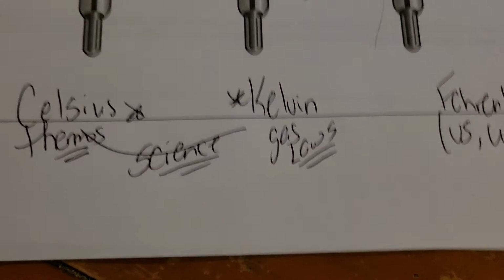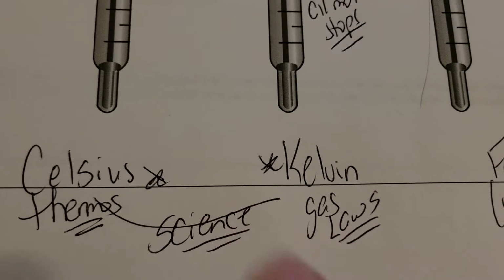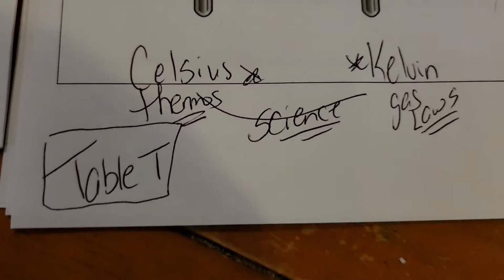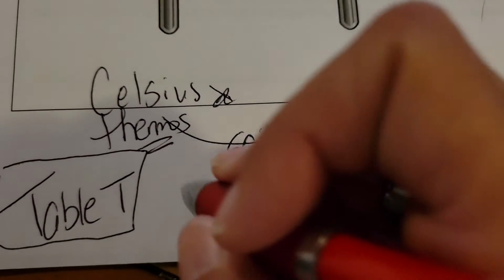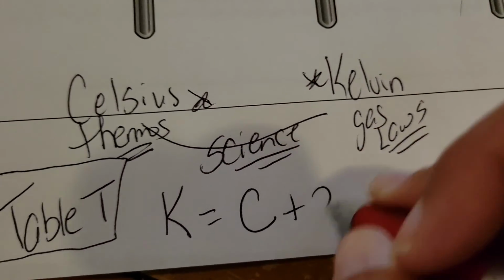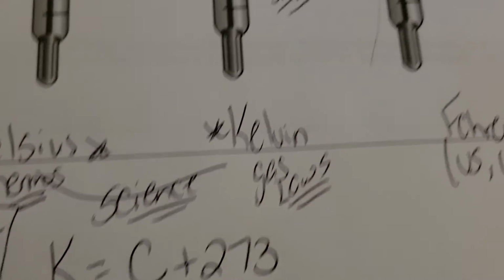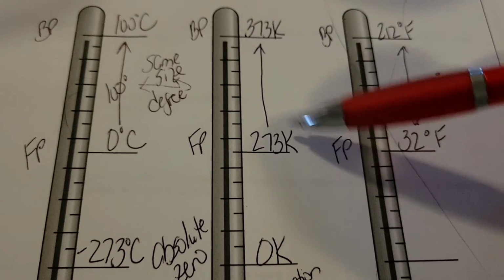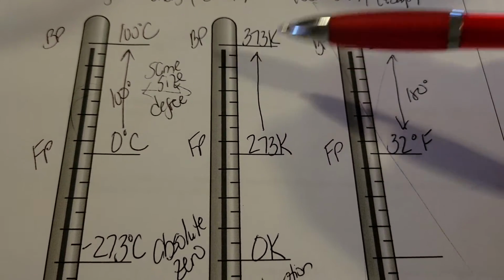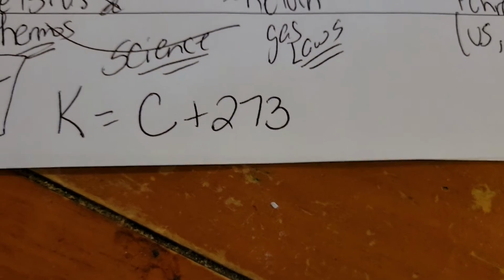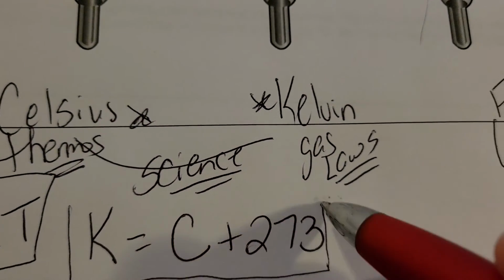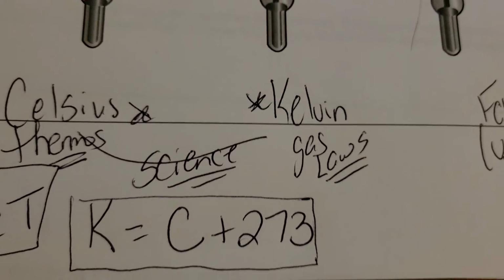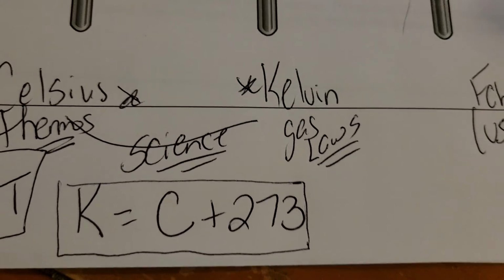And then to be able to switch between the two of those, go ahead and turn to table T in your reference table. That's the one at the back where all the formulas are. To change between Kelvin and Celsius, we just take our Celsius temperature and add 273, which is exactly what we did here, right? You don't have to memorize that formula, you just look it up on the reference table. So if I have the Celsius temperature, I just add 273 to it. If I have the Kelvin temperature, I would go backwards and do the opposite.